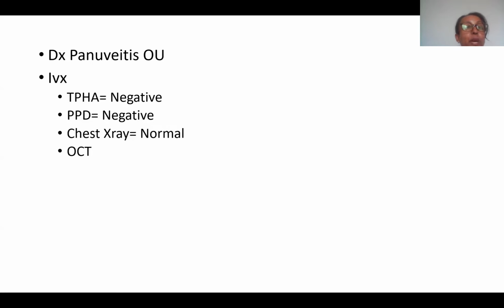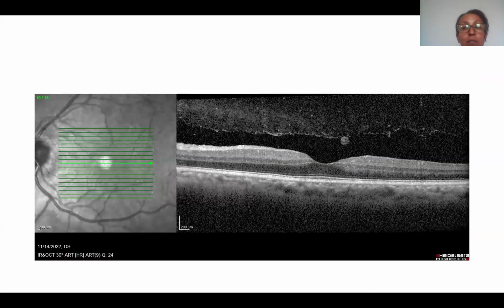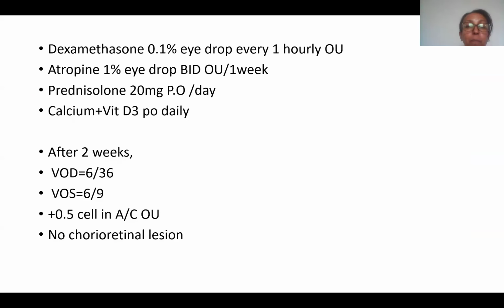With a diagnosis of pan-uveitis, we investigated him with an antibody test for syphilis, which was negative. We also did a tuberculin skin test, which was negative. Chest X-ray was normal, and we did OCT examination. In the right eye, he had macular edema with optic nerve edema, as well as vitreous cells. In the left eye, he had vitreous cells and also optic nerve edema.